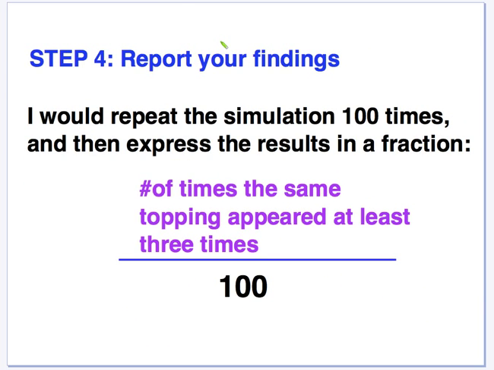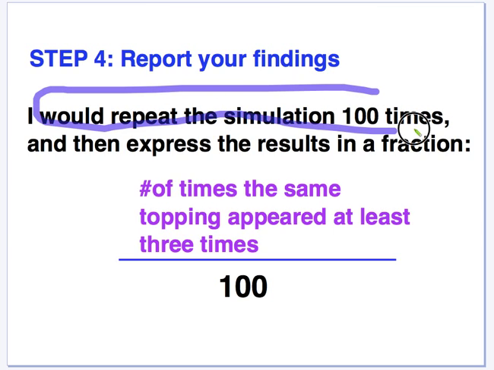Step 4. Then you report your finding. It's very, very important you state in your answer that you would repeat the simulation at least 100 times. I'm not asking you to do this. I'm just saying you're going to state this. And you express the results in a fraction: the number of times the topping appeared at least 3 times divided by 100. So that's the number of times the experiment was conducted in this case. So I hope that helps, and good luck with simulations.